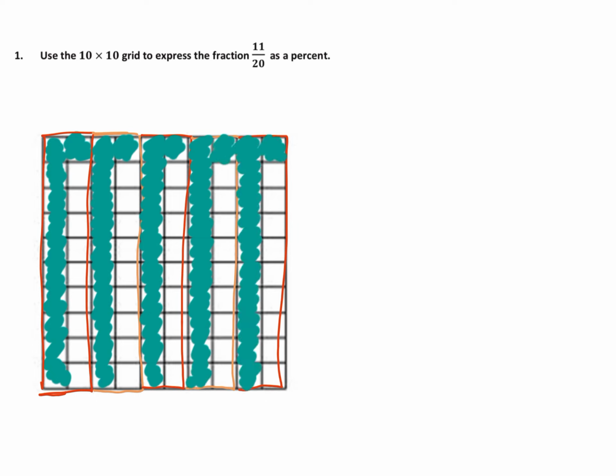So I have 10, 20, 30, 40, 50, 51, 52, 53, 54, 55 shaded in out of 100. So 11 out of 20 is the same as 55 shaded in out of 100. And as a percent, that would be 55%.